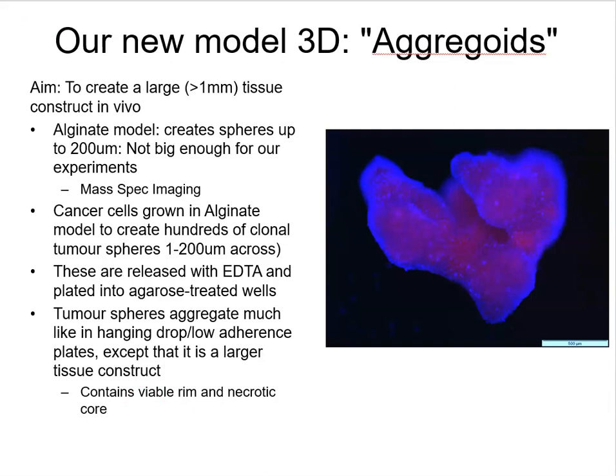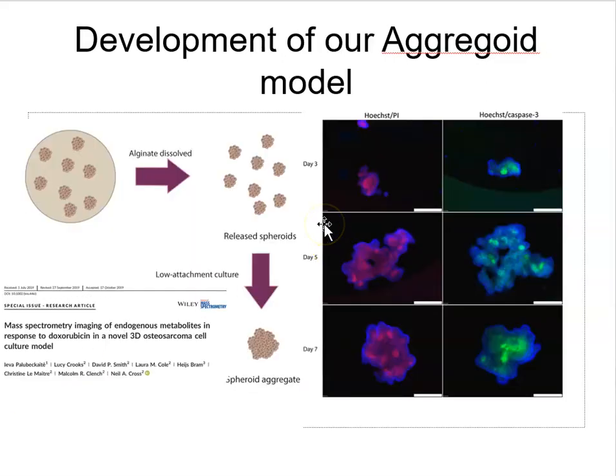So the way that we make these is we use a combination of the alginate bead assay and an aggregation step. So what we do is we grow lots of cells within an alginate bead, and within that alginate bead we have lots of tumour spheres growing. Because the alginate is cross-linked with calcium, we can add in EDTA that will chelate the calcium and dissolve this alginate gel to then release hundreds of tumour spheres, each at about 100 micrometers across.